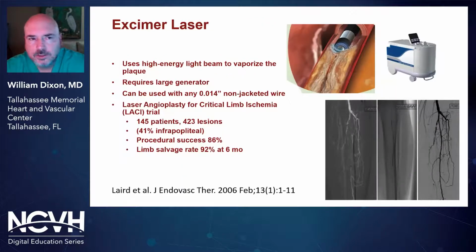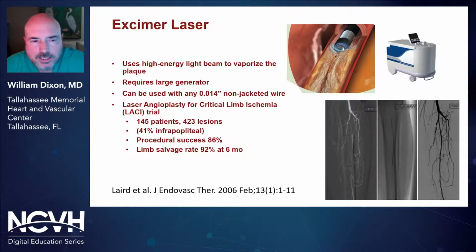The last category under plaque modification is excimer laser. This uses a high energy light beam to vaporize the plaque. There is a large generator currently, which is required. One advantage is this can be used over any 014 wire that's non-jacketed. So you can put it over any 014 workhorse wire that you like.